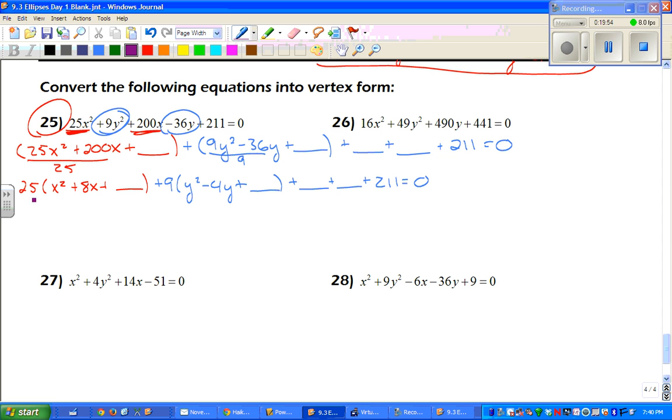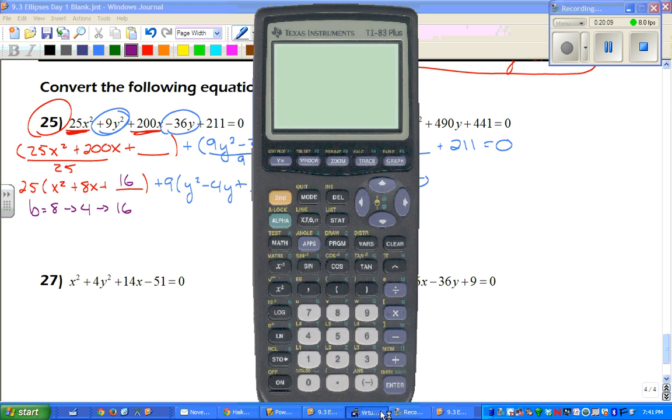Okay, let's look at our b value now. Our b value for this problem is 8. Cut it in half, I get 4. Squared, I get 16. So 16 goes in the first space. But remember, that's not really a 16 because it's being multiplied by this 25.